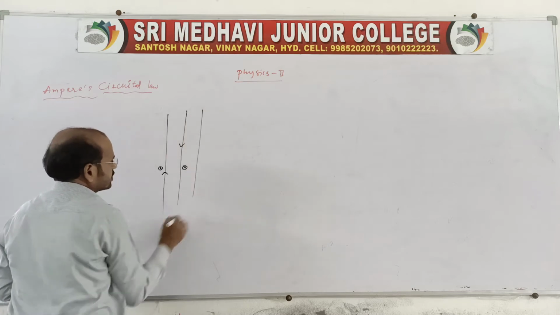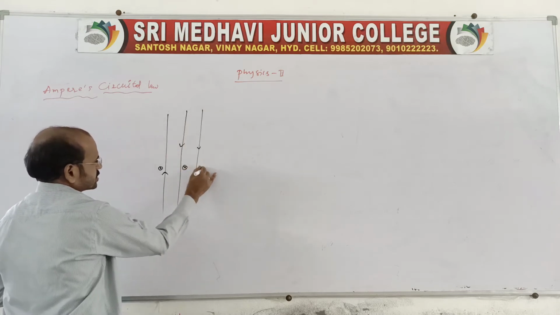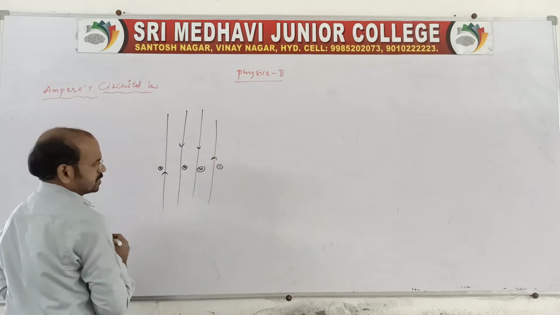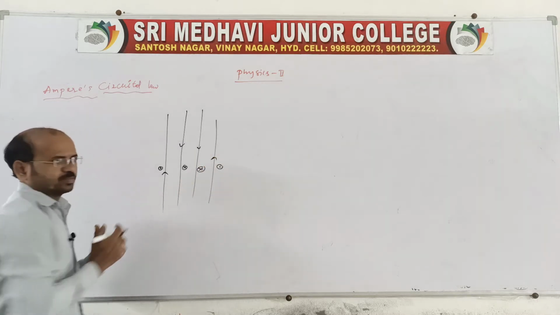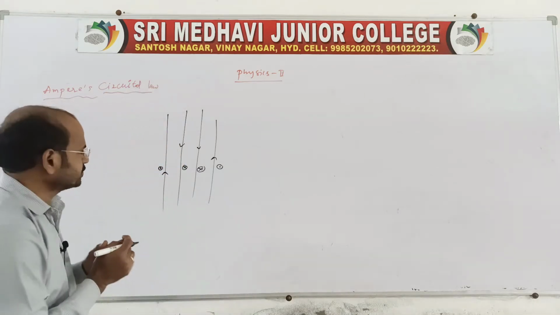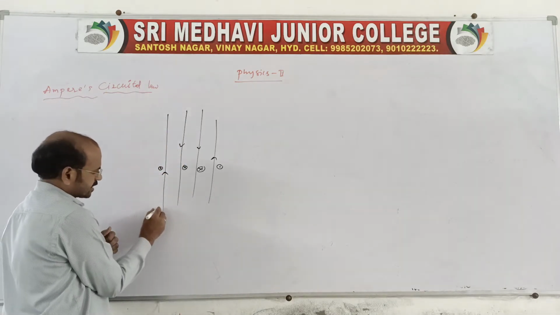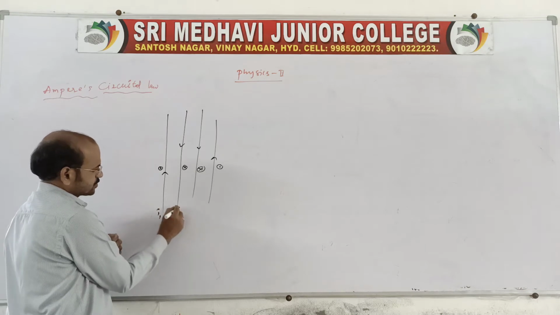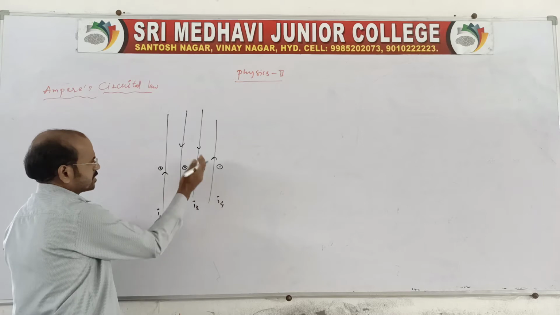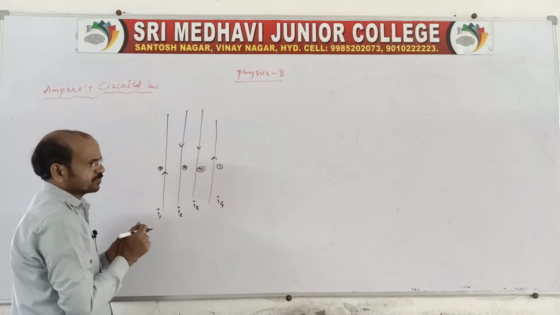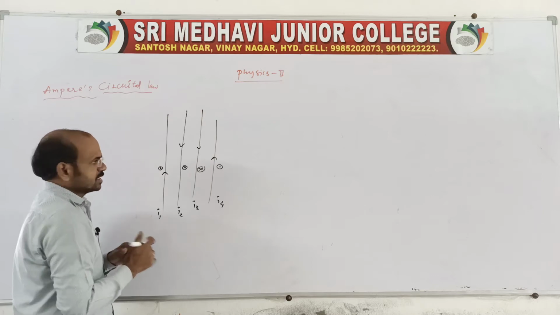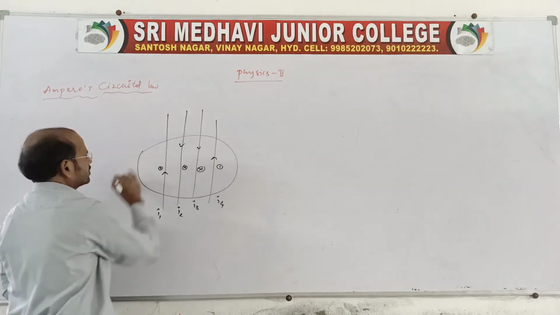Like you see, there are a number of current carrying conductors, and here another one dot, which are in the closed loop. All these current carrying conductors are in the closed loop. One current carrying conductor is I1, this is I2, this is I3 and I4. Some are into the plane of the paper, some are out of the plane of the paper. In a given closed loop, you take one loop.